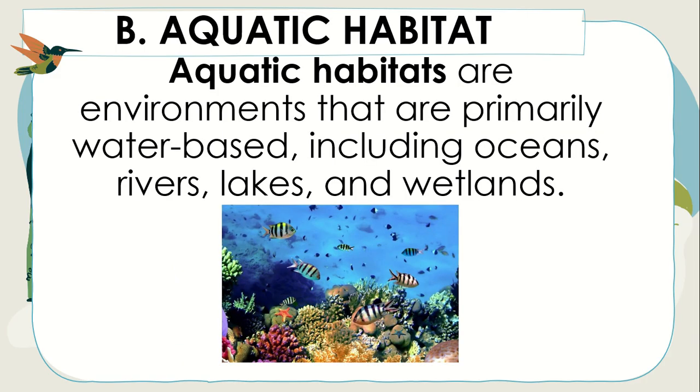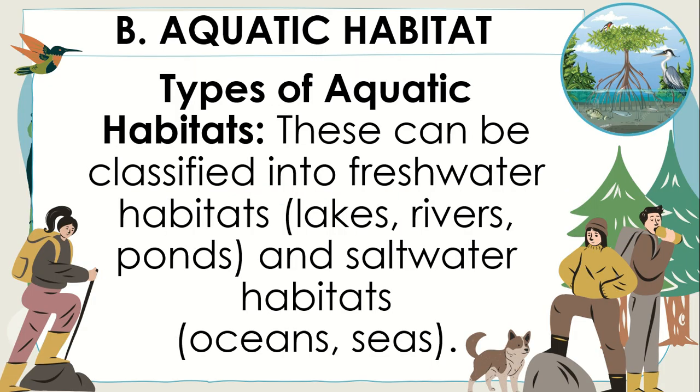Next is aquatic habitat. Aquatic habitats are environments that are primarily water-based, including oceans, rivers, lakes, and wetlands. We have types of aquatic habitats. These can be classified into freshwater habitats. We have lakes, rivers, ponds, and saltwater habitats. We have oceans and seas.